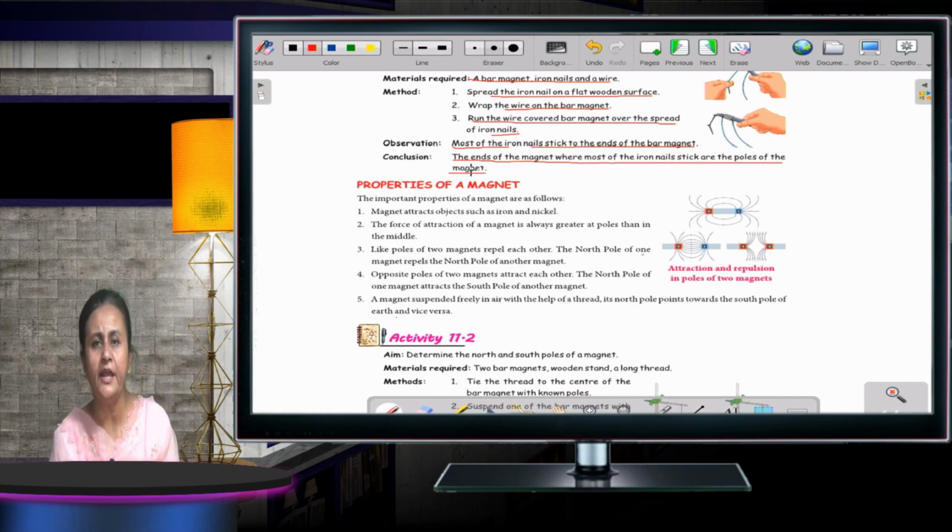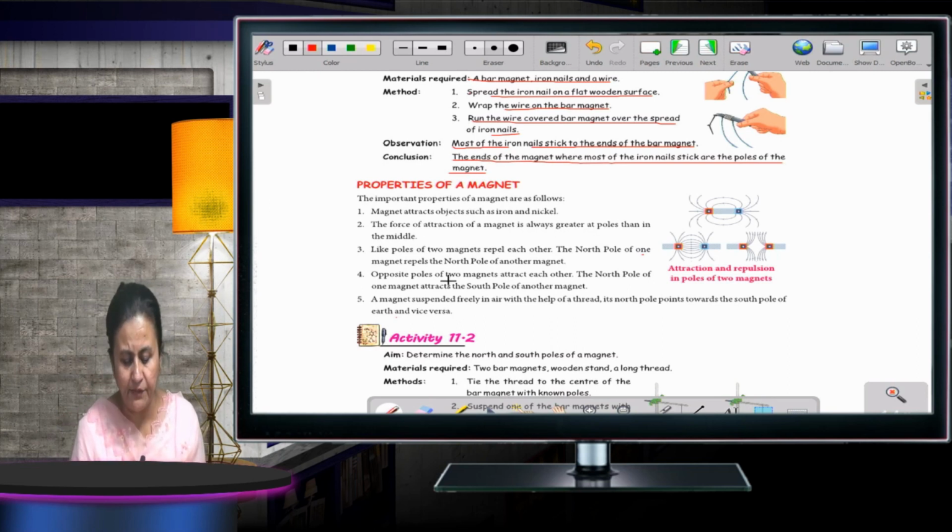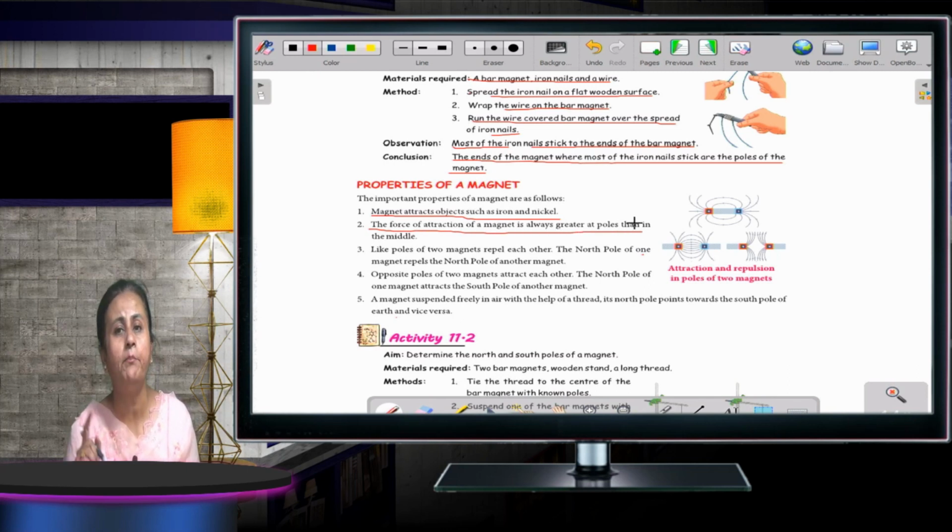Now, we will move to the next topic, that is, properties of a magnet. What are the different properties? To start with, the first one is that a magnet attracts objects such as iron and nickel. The second is that the force of attraction of a magnet is always greater at the poles as compared to the middle part. Now, like poles of two magnets repel each other. If a north pole and a north pole are brought together, they are going to repel, they are going to move far away. But if a north and a south pole are there, they are going to attract. So, opposite poles of two magnets attract each other.